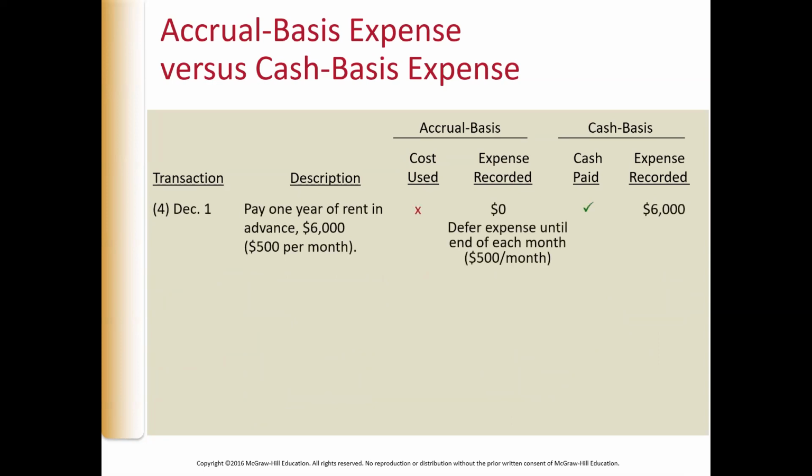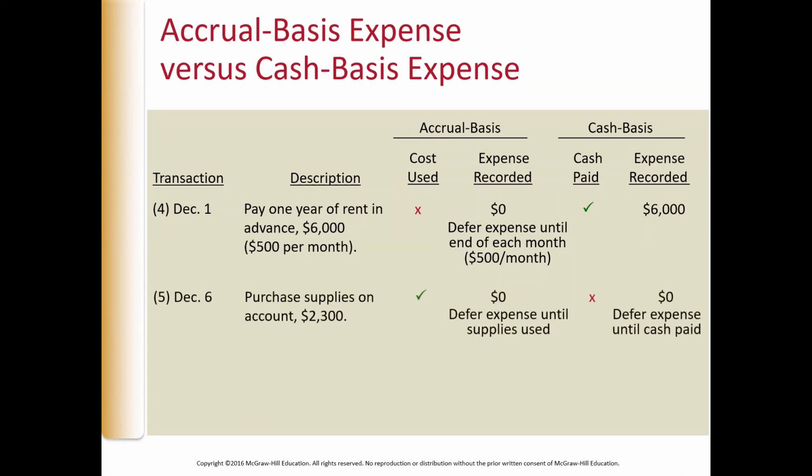Okay, let's look at expenses. We pay 1 year of rent in advance for $6,000. Did we actually use that rent? No. On December 1st, we didn't use $6,000 worth of rent. So under the accrual basis, we only record it as we use it up. Under the cash basis, we would show that whole $6,000 as a rent expense in that month.